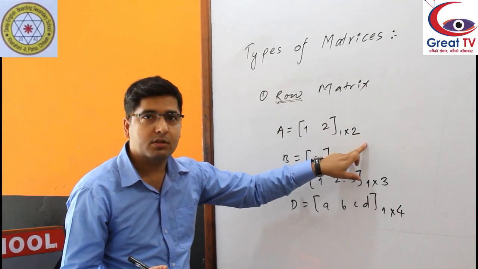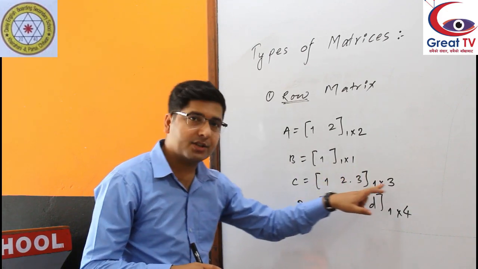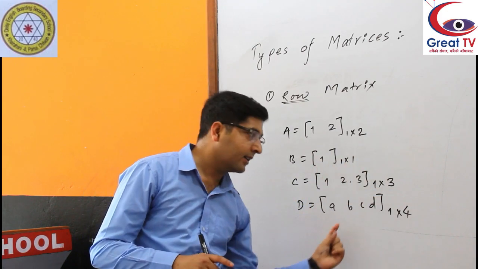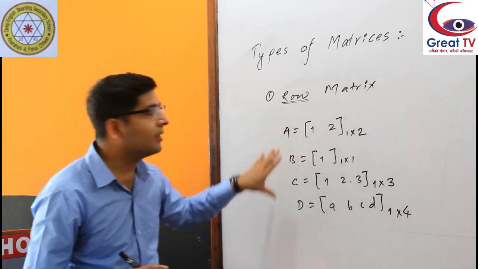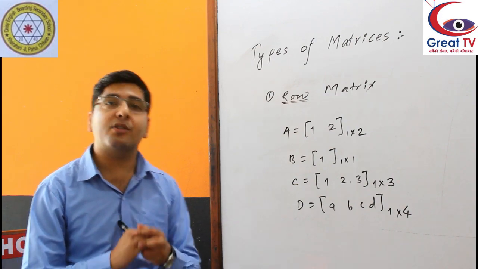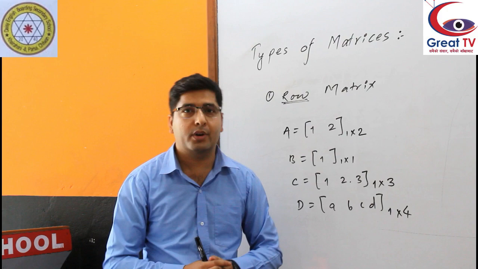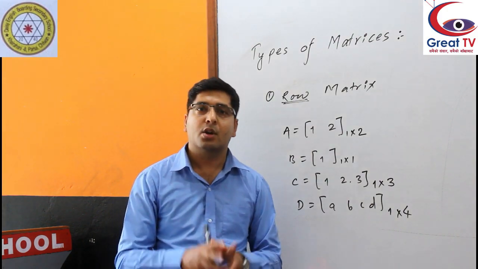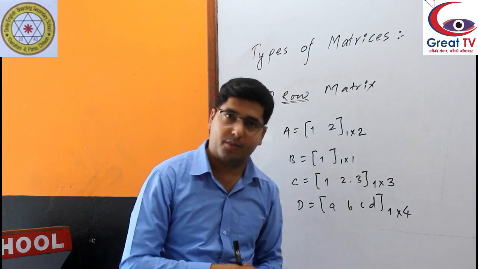You can see here, all matrices have only 1 row. 1 by 2, number of rows 1; 1 by 1, number of rows 1; 1 by 3, number of rows 1; and 1 by 4, number of rows 1. So all these matrices are examples of row matrix. Those matrices having only one row are known as row matrix.